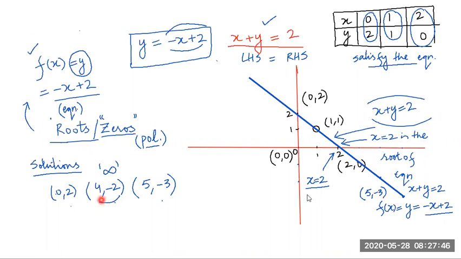4, minus 2. Well, 1, 2, 3. This is 4 and this is minus 2. (4, minus 2) is also on this line. And (5, minus 3) is also on this line. I see that whatever points are on this line are also the solutions of this equation, and this line represents the equation x plus y is equal to 2.